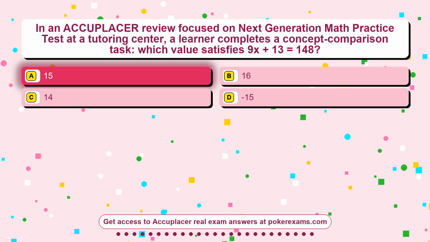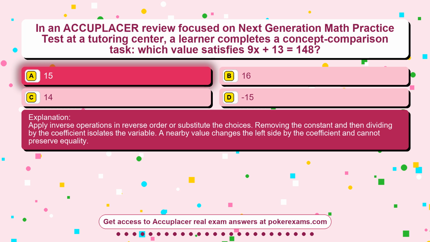The correct answer is option A, 15. Apply inverse operations in reverse order or substitute the choices. Removing the constant and then dividing by the coefficient isolates the variable. A nearby value changes the left side by the coefficient and cannot preserve equality.